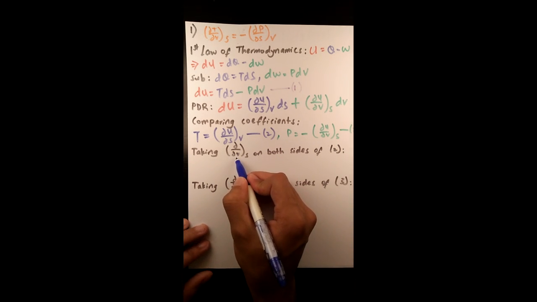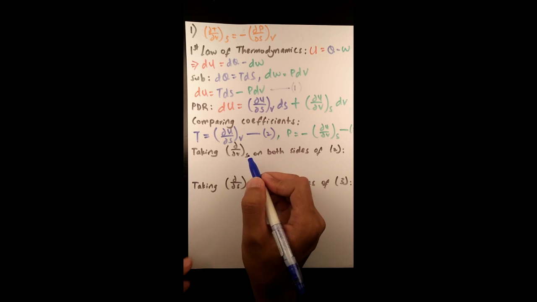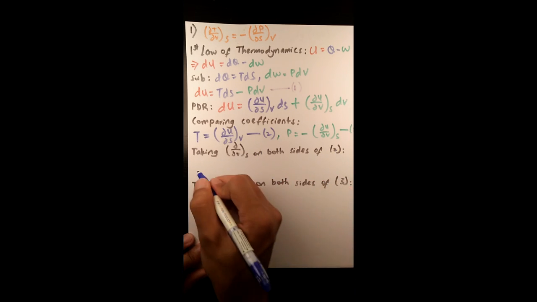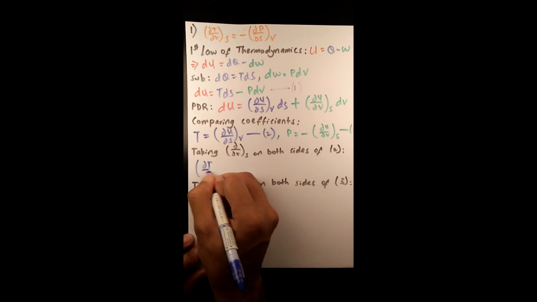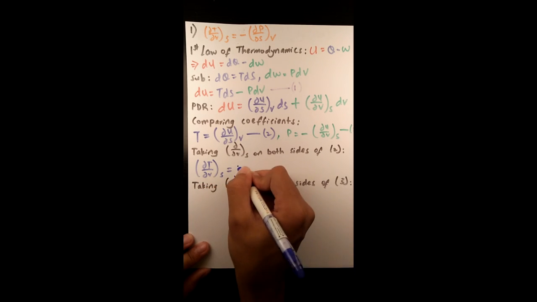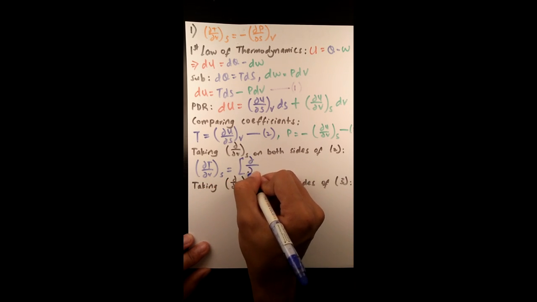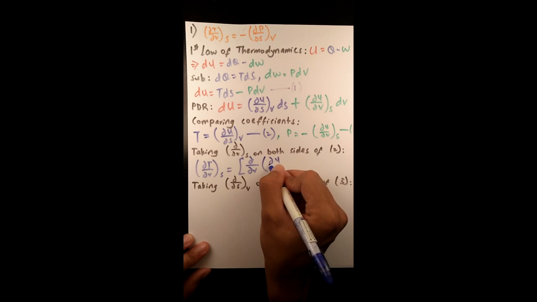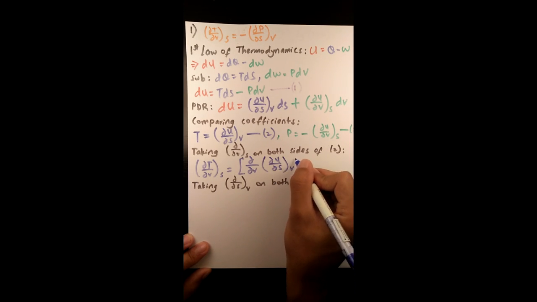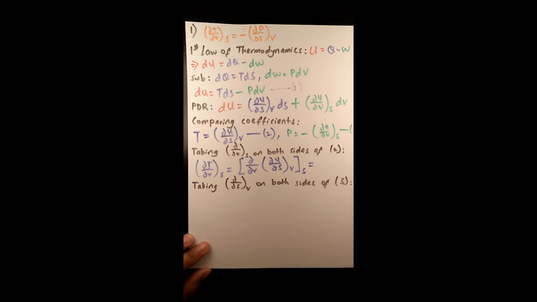Taking the partial derivative with respect to V keeping S constant on both sides of equation 2, we get ∂T/∂V keeping S constant equal to ∂/∂V of (∂U/∂S keeping V constant) keeping S constant, which equals ∂²U over ∂V∂S.